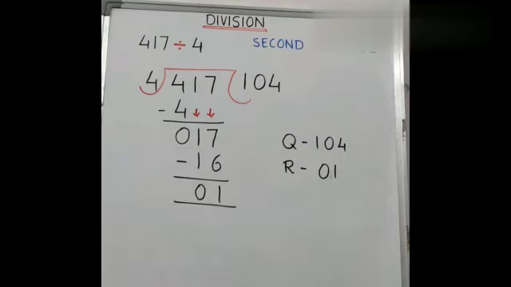Here no more digits are left in the dividend, and the left number is also smaller than the divisor. So it is the remainder now. Here we have seen two methods, and we have found that the quotient and remainder are the same. But in the second method, we have skipped one step, so we have put 0 in the quotient.